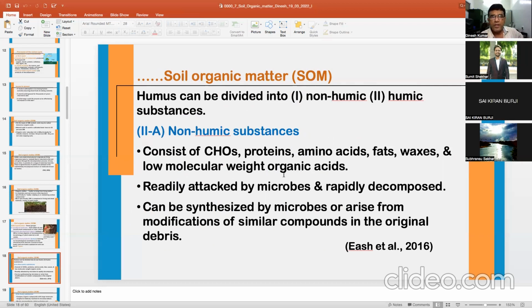These are part of non-humic substances, and they are readily attacked by microbes. So they are very temporary, readily attacked by microbes and rapidly decomposed because they are simple compounds. Microbes would love them and quickly act upon them. If it is sugar, they will love to break it down and make glucose. They can be synthesized by microbes or arise from modification of similar compounds in the original debris. So one thing is that you get non-humic substances from the decomposition. But another important thing is that certain microbes can resynthesize them. Microbes can also make certain organic acids. They can also make amino acids, and they can leave them in the soil. So these non-humic substances can come directly from organic matter, but they can be resynthesized by microbes. So it is really a very complicated story of things happening in the soil.